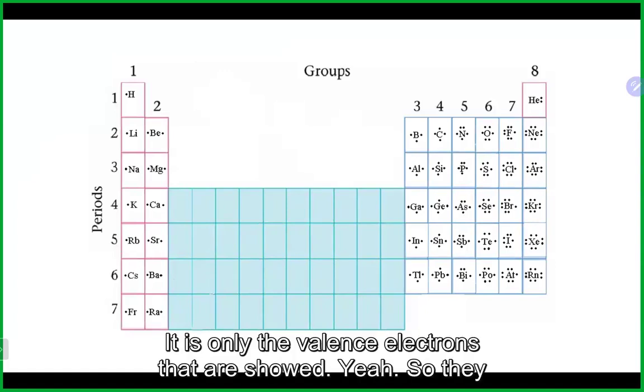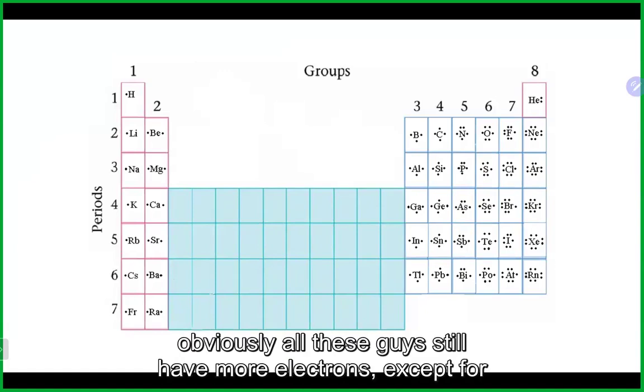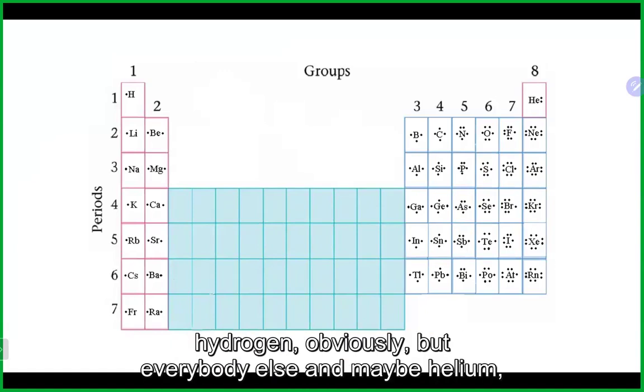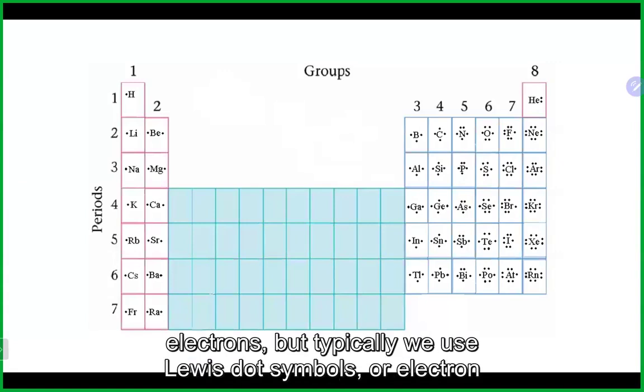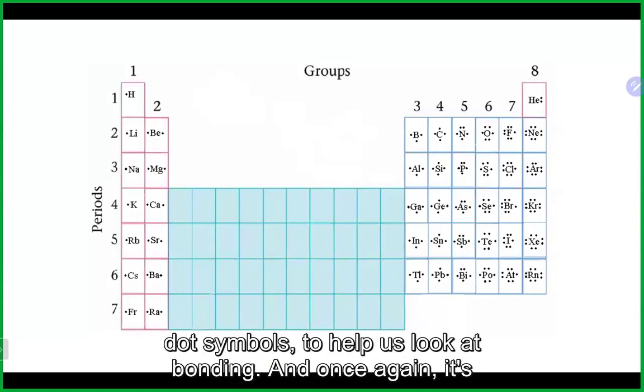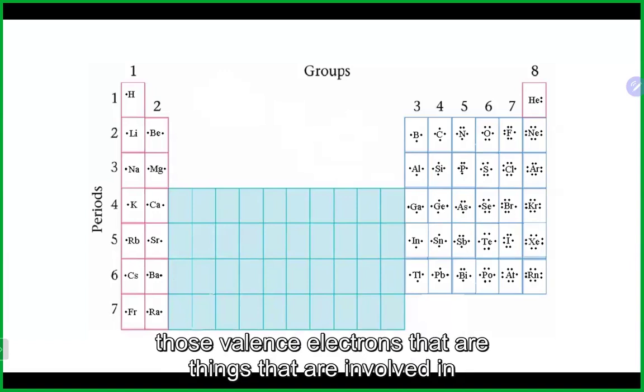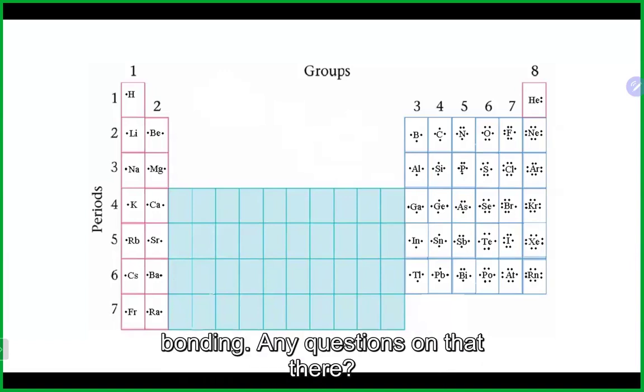It is only the valence electrons that are shown. All these guys still have more electrons, except for hydrogen, obviously, and maybe helium, but everybody else has more electrons. They have those core electrons, but typically we use Lewis dot symbols or electron dot symbols to help us look at bonding. And once again, it's the valence electrons that are involved in bonding. Any questions on that there?